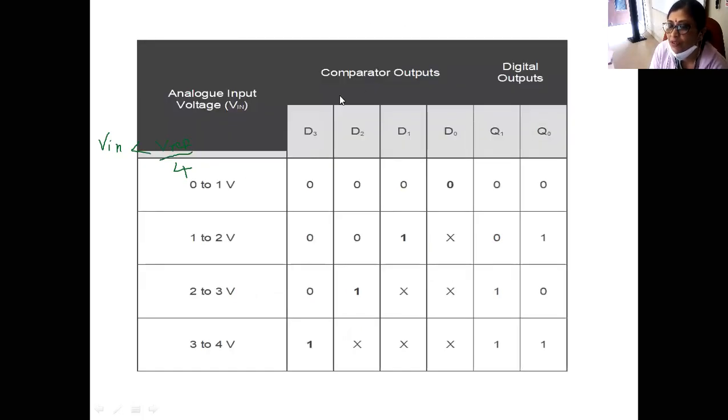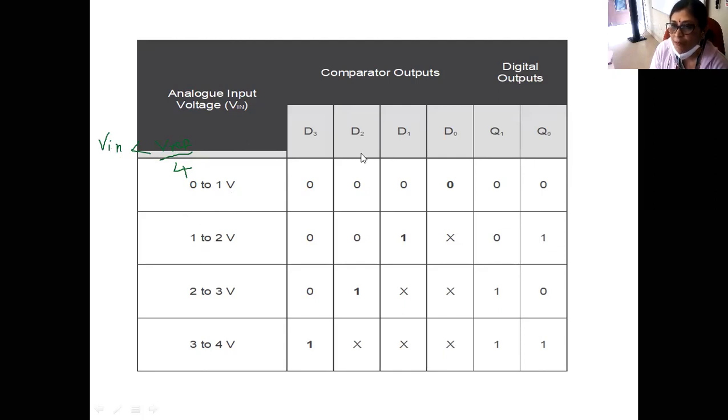of the analog to digital converter. So the truth table consists of analog input voltage. So when analog input voltage is between 0 to 1 volt, that means if it is between 0 to V reference by 4, then what will happen? The output voltage of each comparator will be 0. And as the output of each comparator is 0, the encoder will produce 0, 0 output.